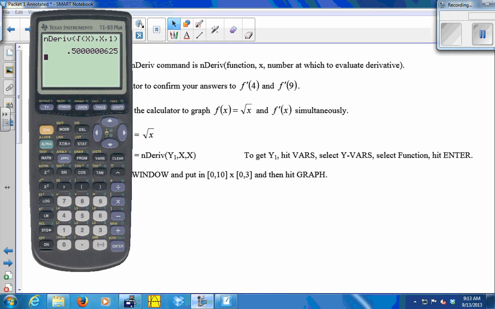So your calculator can also graph a derivative of a function. The only thing it can't do is find a formula for the derivative of a function. So you know that the function square root x, it can't tell you that the derivative is 1 over 2 square roots of x. It can evaluate the derivative at various points, and it can graph it if you want. So if we go to y equals, we're going to type square root x in y1. And then in y2, we're going to do nderiv again. So you do math 8.